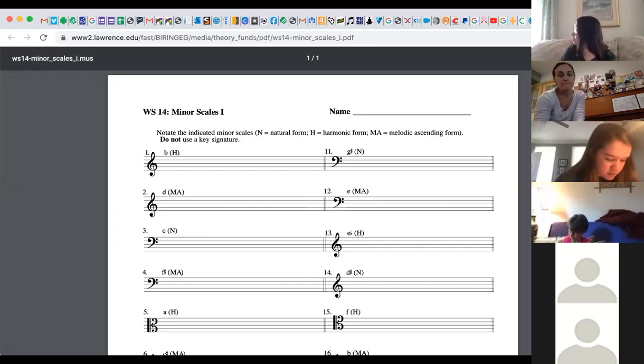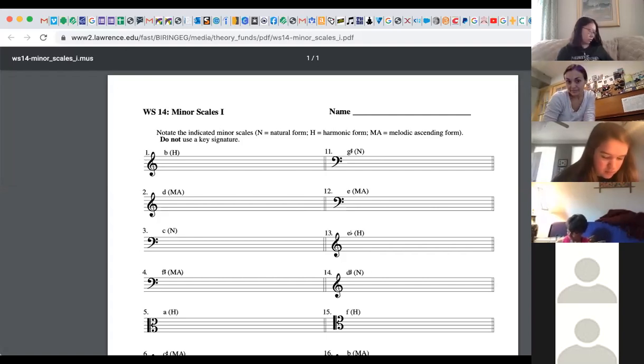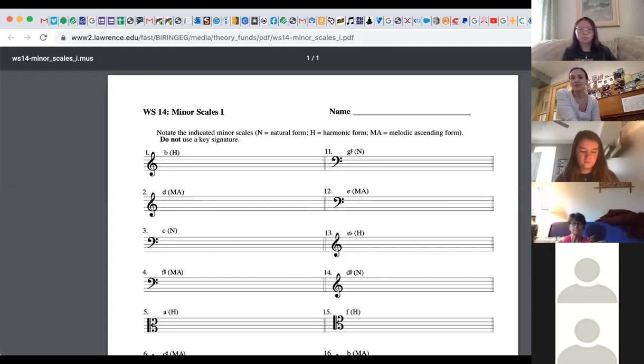So B harmonic minor is what they're asking for here, and do not use a key signature, right? Key signatures are cheating in this particular exercise. But I would like to just draw a circle of fifths at the end so that we get a sense of what we're doing with our keys.